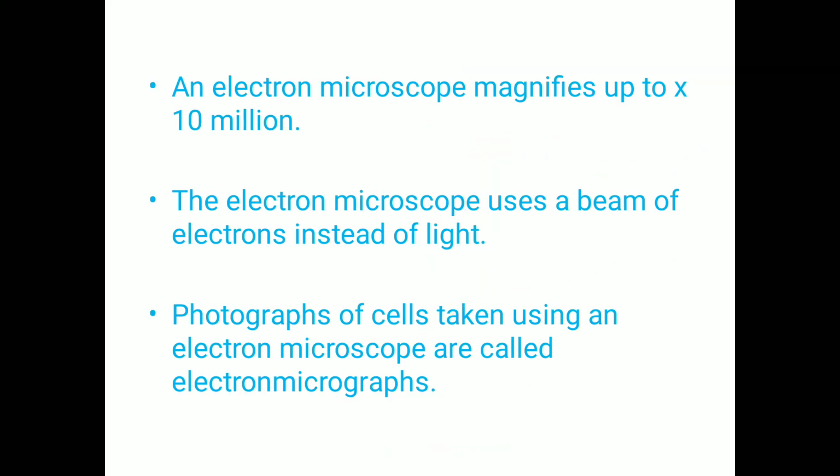Now the electron microscope. The things which we cannot see with the help of a light microscope, like the cell organelles, for that we need an electron microscope. An electron microscope magnifies up to 10 million times, and it uses a beam of electrons instead of light. The photographs of cells taken using an electron microscope are called electron micrographs. Electron microscopes only show images in black and white.